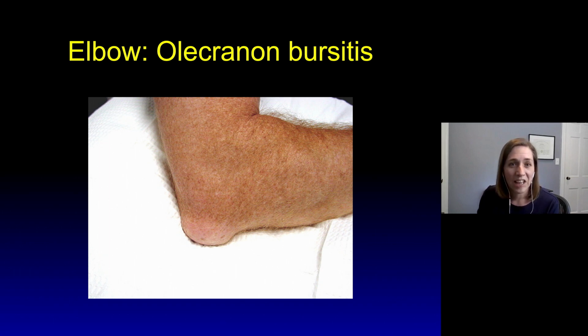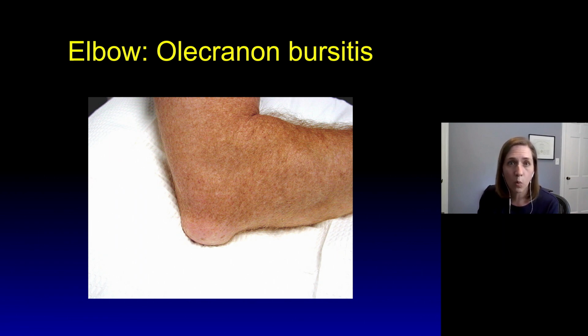Here's a picture of an olecranon bursitis. Here's the soft tissue fullness. You would be able to feel it as you're touching it. It may be warm. It can be red sometimes, depending on what's causing it. You can get blood forming in here. You can get pus in here from infection. You can get crystals from gout or pseudogout.